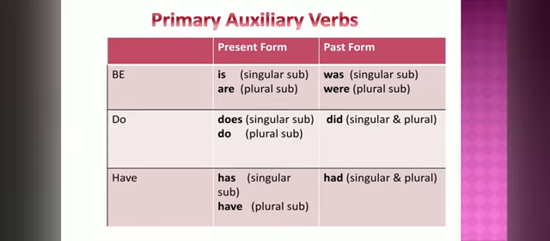Did is used with past sentences. And here have is another auxiliary verb, and it has once again three different forms, two present forms and one past form. Has is the present form of the have auxiliary verb. Have is the present form of the have auxiliary verb. Has is used with the singular subject. Have is used with the plural subject. The past form of have is had. Had is used with both singular and plural subject.